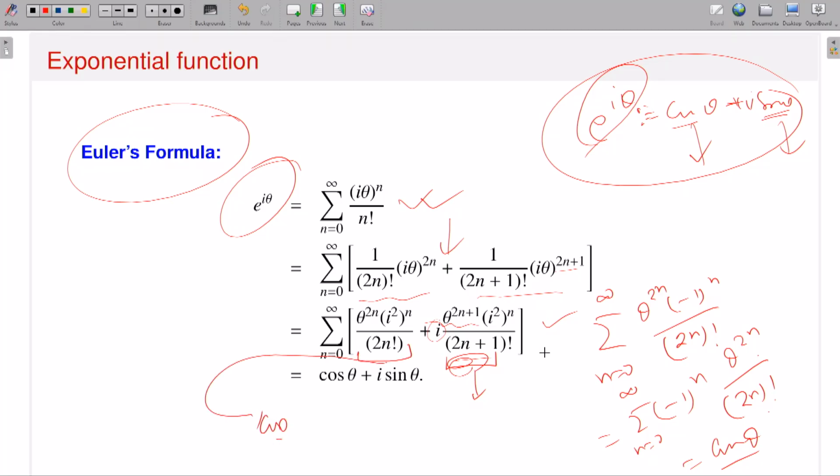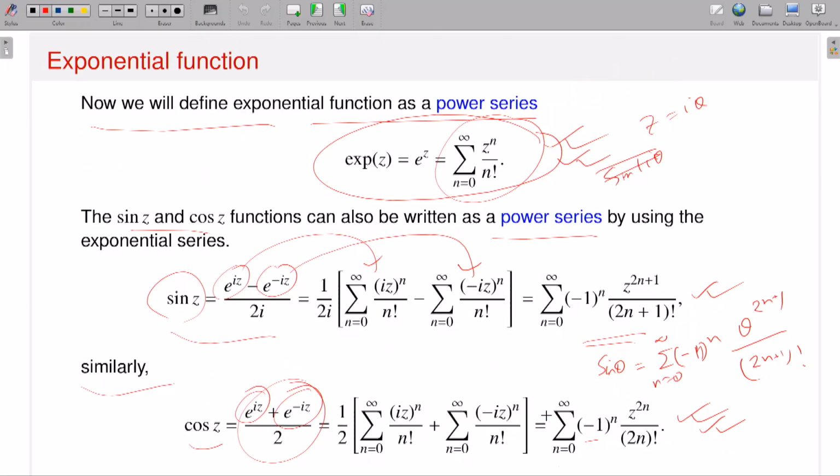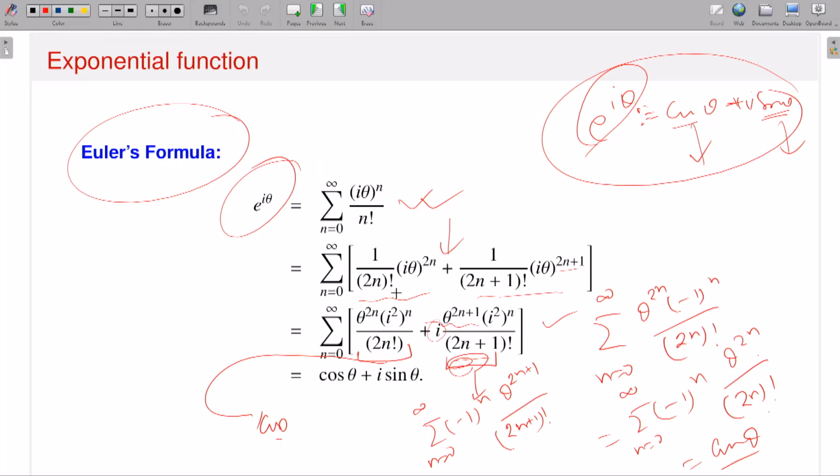And what about this one? This gives you sine theta, which is the sum from n equals 0 to infinity of minus 1 to the power n, theta to the power 2n plus 1 divided by 2n plus 1 factorial. So this object gives you cosine theta, and this object gives you sine theta. Therefore you have the formula e to the power i theta is exactly equal to cosine theta plus i sine theta.